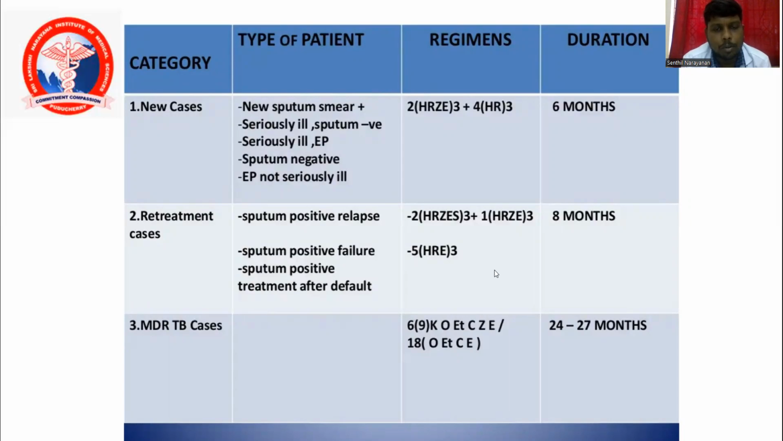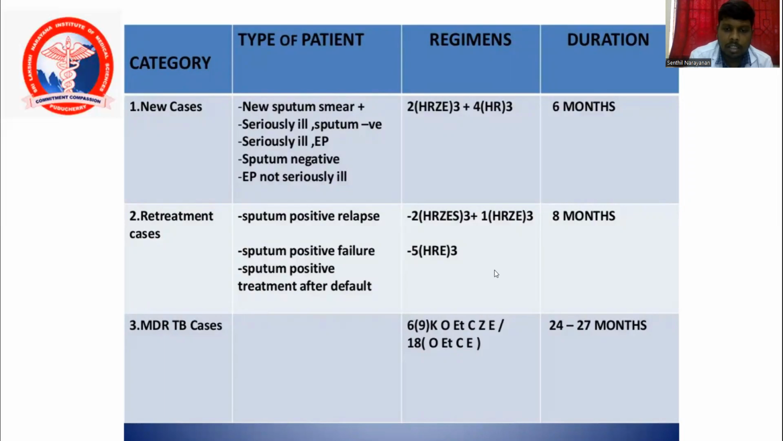Retreatment cases: sputum positive relapse, sputum positive failure. Treatment is for 8 months: 2 HREZTS plus 1 HREZT plus 5 HRE.